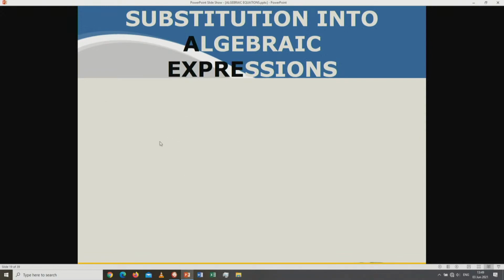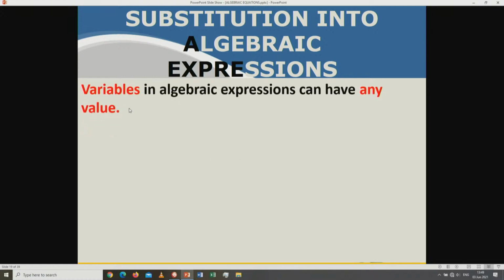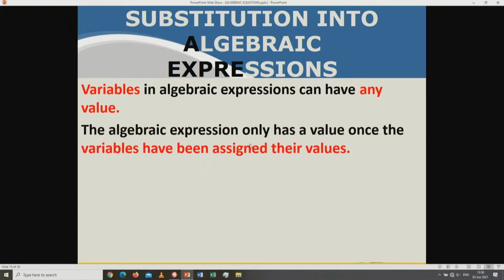Right, now we are going to solving equations by substitution into algebraic expressions. In other words, that is part of the equations. Now let's have a look at this one. Variables in algebraic expressions can have any value. That is why they are referred to as variables. Their values vary. The algebraic expression only has a value once the variables have been assigned their values. They will only have values if the variables are assigned the values.